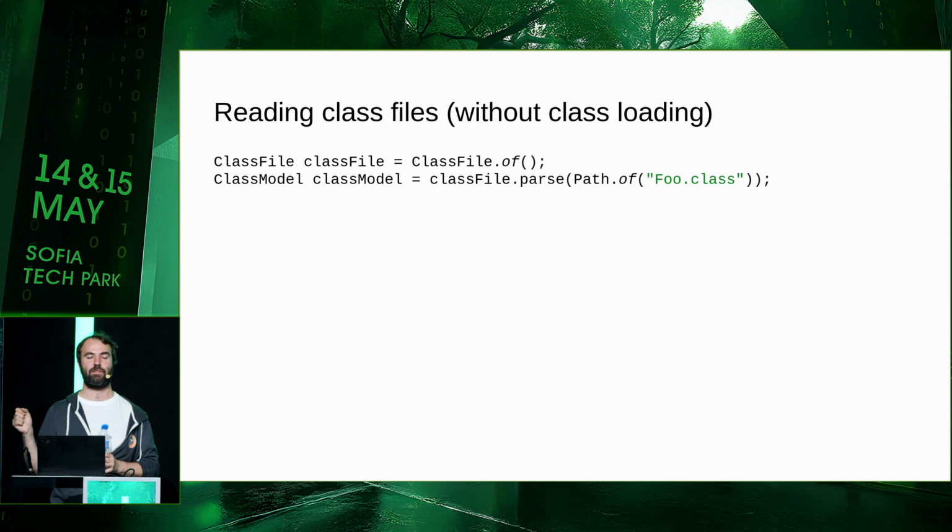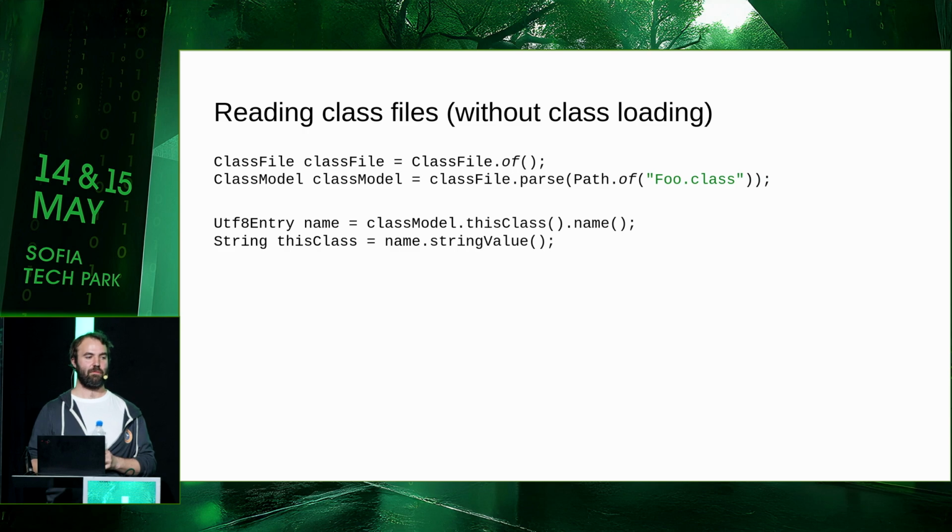Of course, the class file API can do this as well by taking a class file, an empty one, and then you parse a file, a stream of bytes, and will get a so-called class model. The class model, for example, you can now say, I want this class, I want the name of the class, and you will get a UTF-8 entry, and then you can transform it to a string and say what the class's name is. You might think, why not use reflection? Why not use foo.class? But I already mentioned it. If you use foo.class getName, you will load the class.